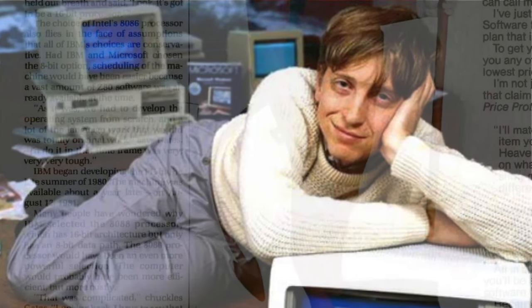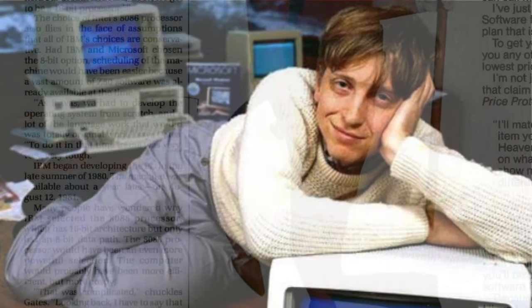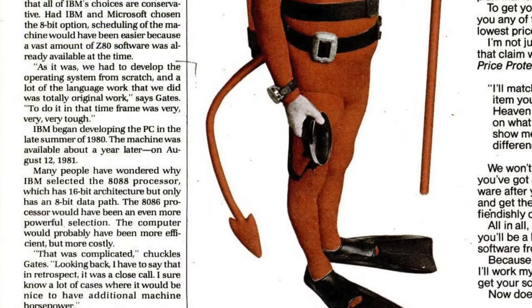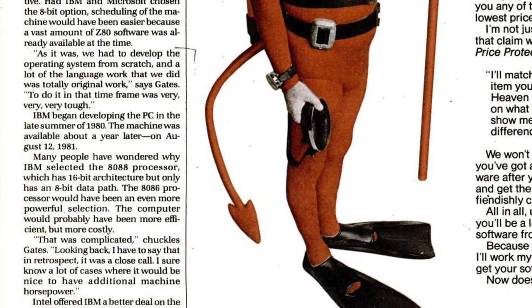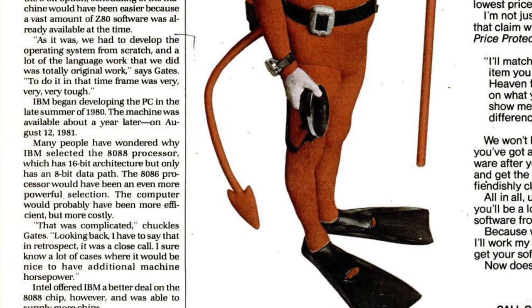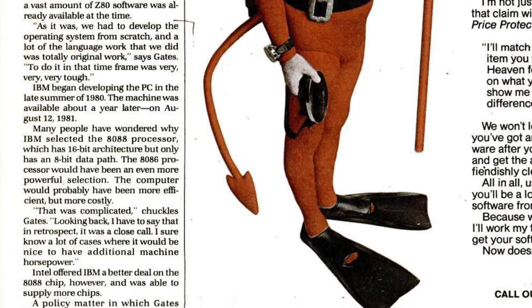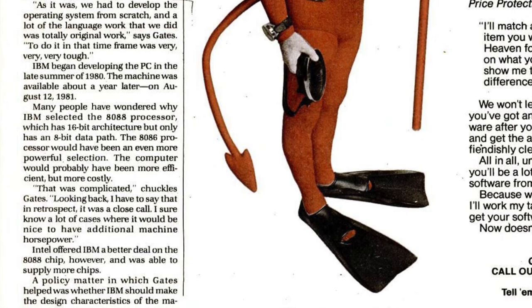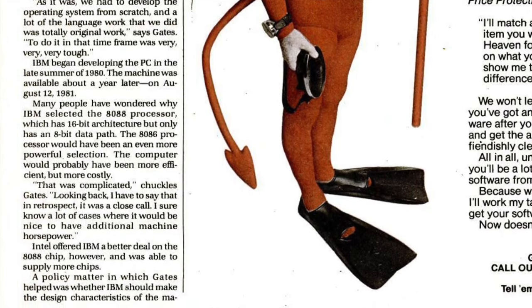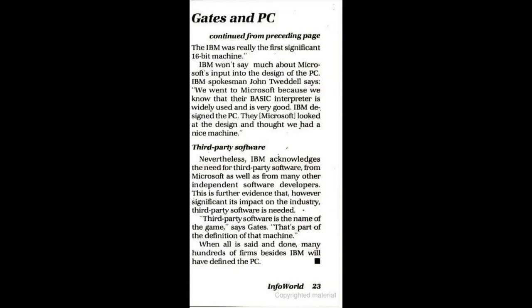The article then states, many people wondered why IBM selected the 8088 processor rather than the 8086, which would have been a more powerful selection. To which Bill Gates is quoted as chuckling, "That was complicated. Looking back, I have to say that in retrospect, it was a close call. I sure know a lot of cases where it would be nice to have additional machine horsepower." The article goes on to say that had IBM chosen an 8-bit processor, scheduling of the machine would have been easier because a vast amount of Z80 software was already available at the time.